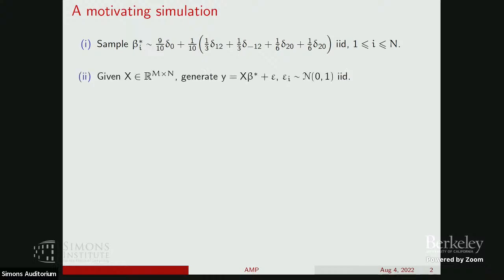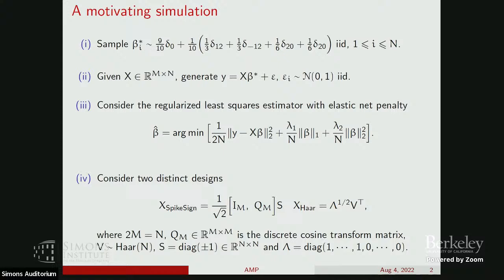And then given any particular design matrix, note that I'm not right now saying anything about the distribution of my design matrix. So you give me any design matrix X, I'll generate my data from the linear model. And then I'll consider a regularized least squares estimator. In this case, I use an elastic net penalty with parameters lambda1 and lambda2. And I want to study the behavior of this estimator under different designs.